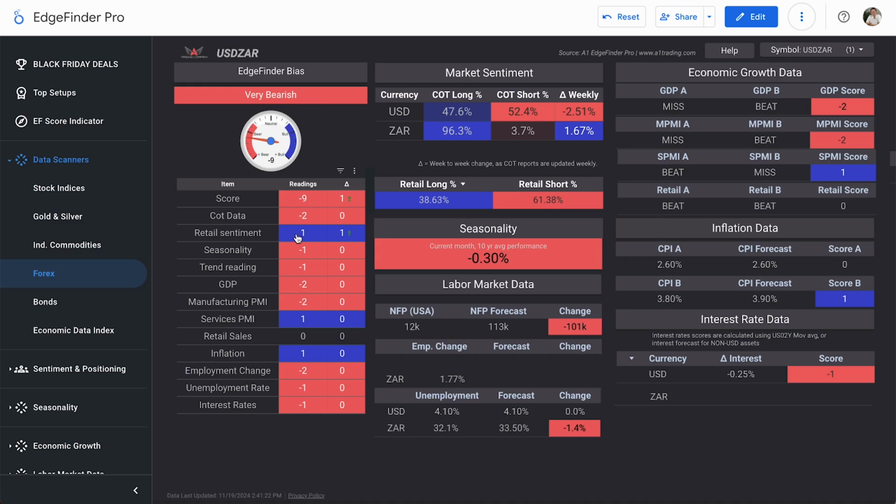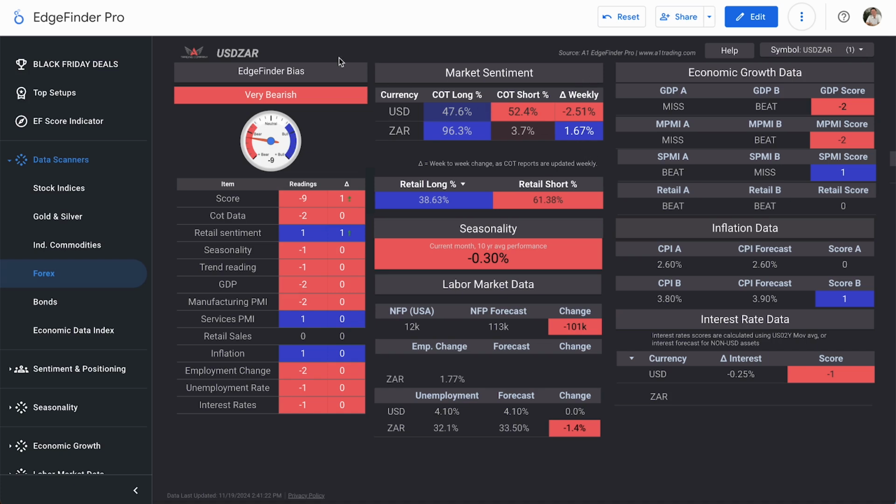Taking a look at that data, we can see that the US dollar, like I mentioned a little bit earlier, is favored not really one way or the other. It's pretty 50-50 at the moment, but we did see a negative weekly change from the US dollar. The South African rand, on the other hand, is not only our most long favored asset, but it also had a positive weekly change.